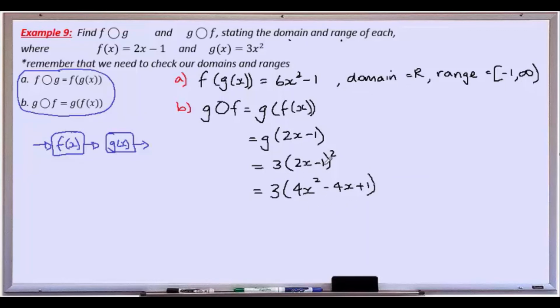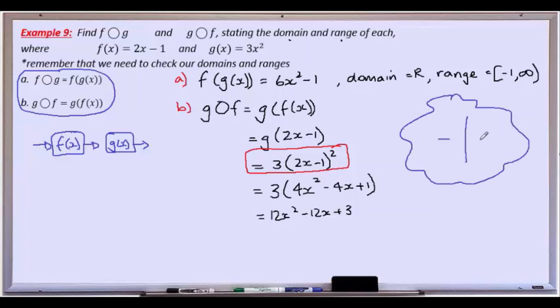And we can probably leave it just as good like this as any other way. But if you needed to expand, you'd end up with 12x squared minus 12x plus 3. But this is a great way to write it because it's easier to sketch this way. And when you sketch this, you can see that we have, again, a parabola as given by the higher power of x. So it's going to look something like this.